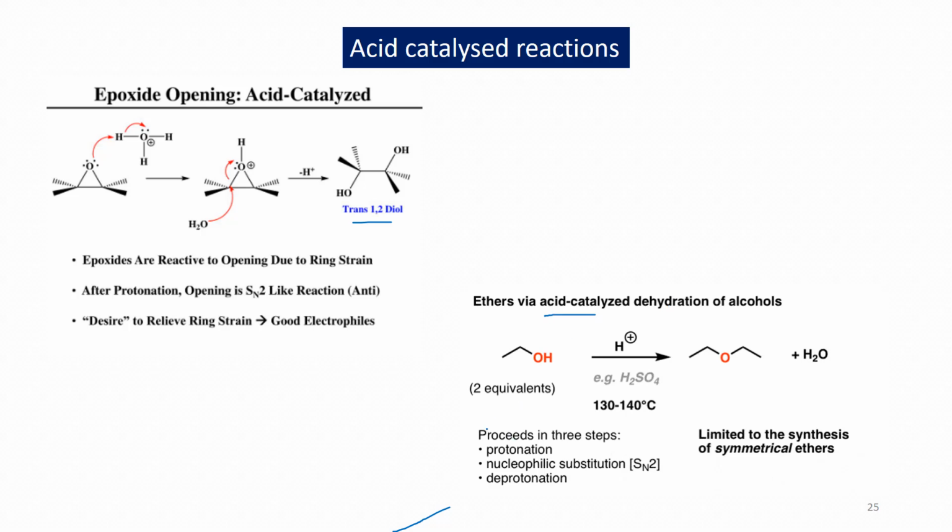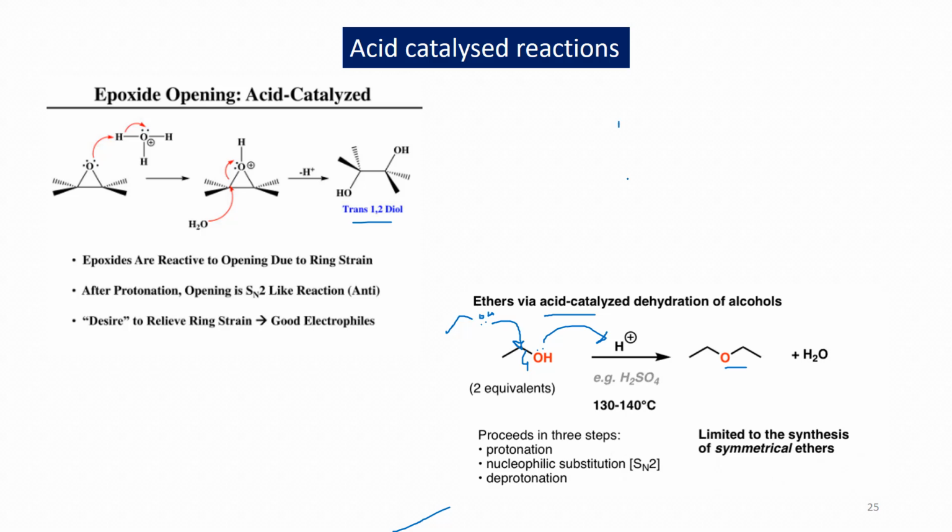If you are just adding acid to an alcohol, it will take a proton from it, then another molecule of alcohol will attack this center and remove this OH from the system, forming this ether compound. Okay, these two reactions are specifically acid catalyzed.